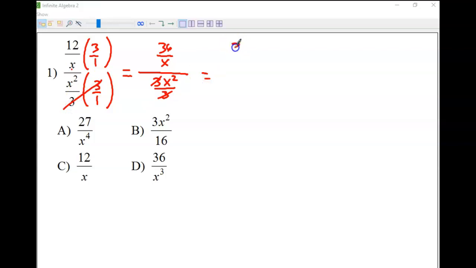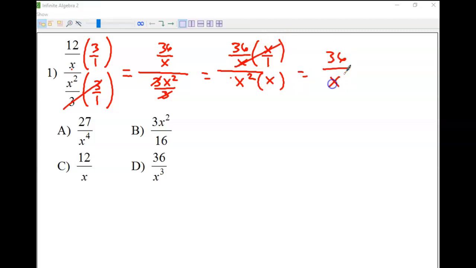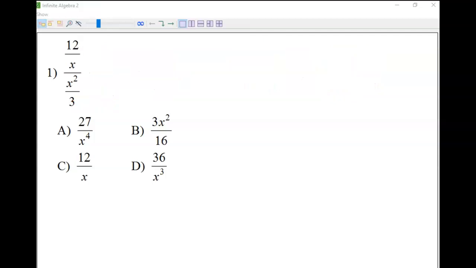The next thing is I need to multiply the top and the bottom by this little denominator. Those go away, and now I've got 36 over x cubed. Most of you guys did okay with those ones. Let's go ahead and move on to the next one on the study guide.